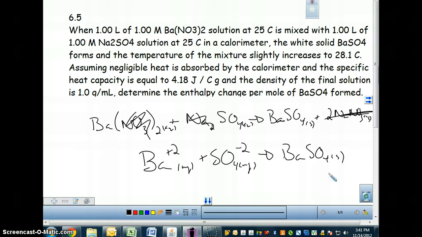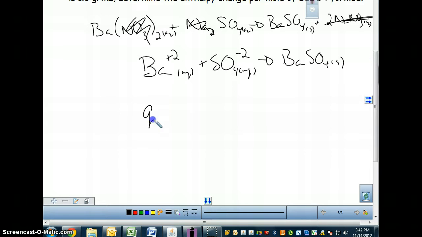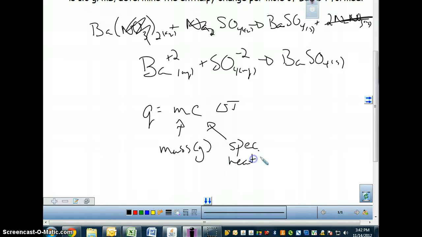Now that we have our reaction written out, we need to remember the equation for calorimetry. Calorimetry is where we're dealing with a change in temperature, typically, with one of these reactions. The calorimetry equation is Q equals mc delta T, where mass, m is the mass of the solution in grams, C is the specific heat capacity, and delta T is the change in temp.